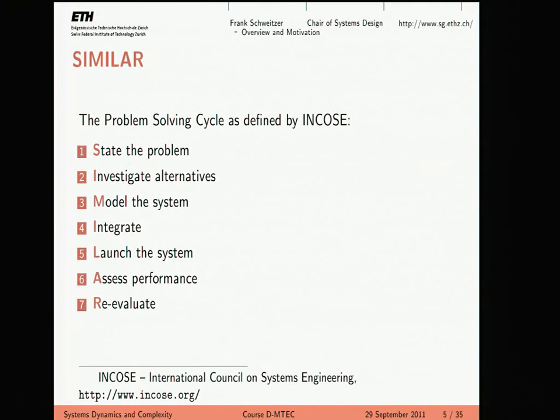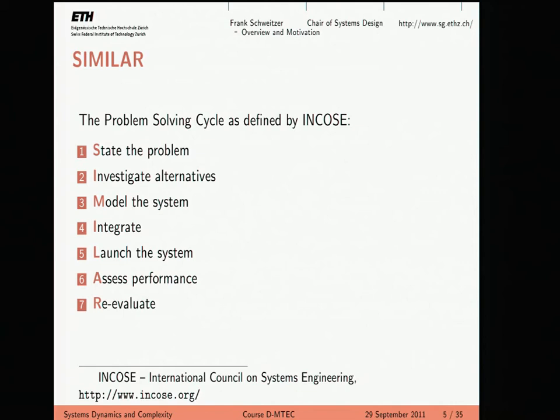So quick words about this similar thing. It's state the problem, investigate the alternatives, model the system, and so on. This is the definition of the problem-solving cycle from INCOSE, the International Council on Systems Engineering. They have a lot of information on their website. But essentially, this is what they think the problem-solving cycle should be. It's just one particular interpretation of a more general framework.